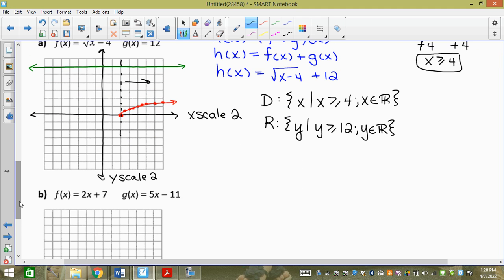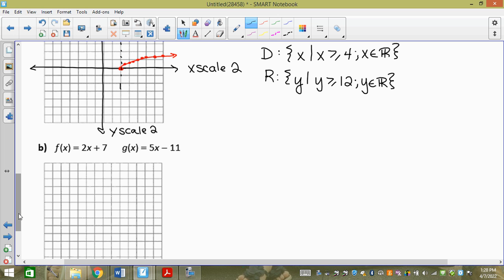Okay, we're going to do this one. You tell me, what's the domain of 2x plus 7? It's a line with the y-intercept of 7 and a slope of 2 over 1, correct? What's the domain of a linear function? x ∈ ℝ. So even if I asked you to add or subtract these, either way, h of x is adding. What's my domain going to be? x ∈ ℝ. The domain is going to be x ∈ ℝ because it's where they both exist.